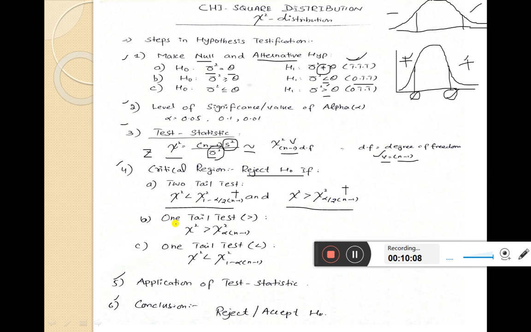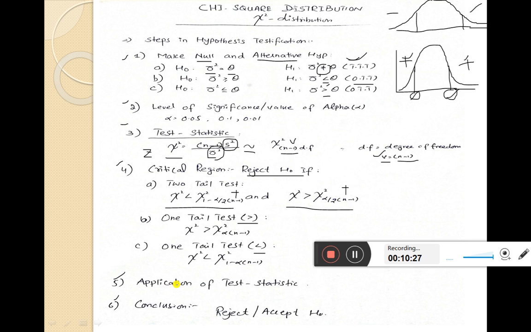Suppose you have a one tail test. For a right tail test, reject H0 if chi is greater than chi alpha with n minus 1 degrees of freedom. And when you have a left tail test, then reject H0 if chi is less than chi 1 minus alpha with n minus 1 degrees of freedom.